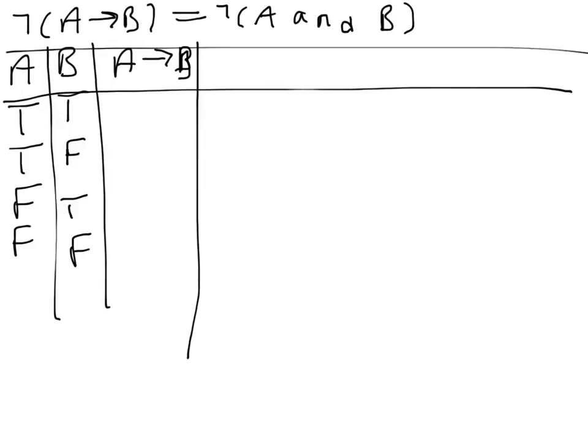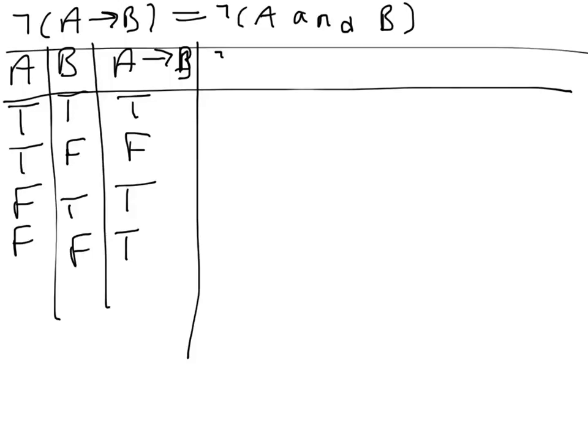Now when A is true and B is true, it's going to be true. When A is true and B is false, it's false. When A is false and B is true, it's true. And when A is false and B is false, it is true. The only time when A implies B is false is when B, the conclusion, is false.